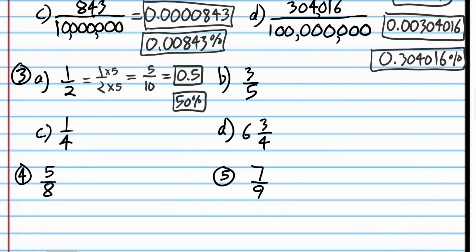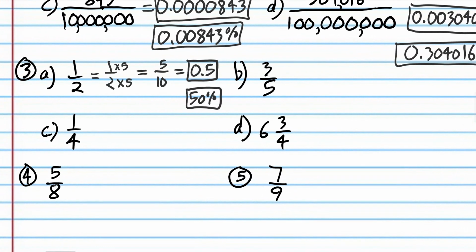So part B is the same type of situation. We don't have a power of 10, we have 5. But you can use the fundamental principle of fractions to get 10 in the denominator. So why don't you try part B, and when you come back, we'll do it together.